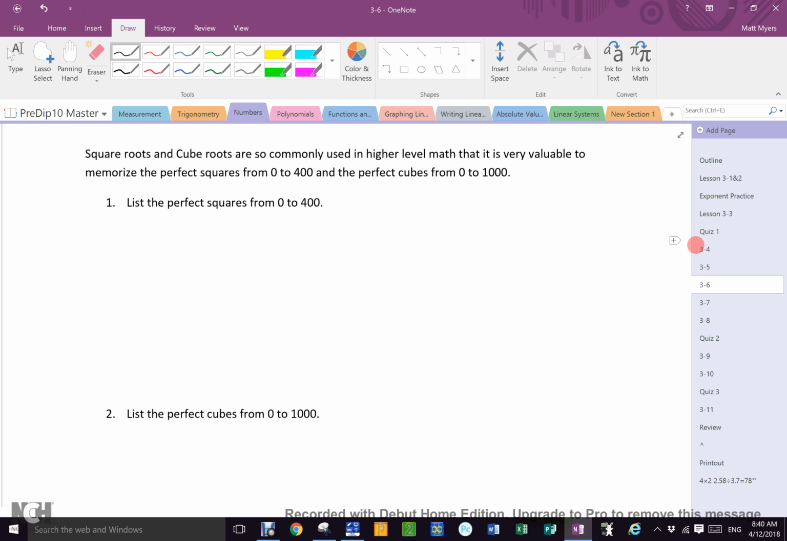Anyways, the next thing that you need to memorize after your times tables is at least this. The perfect natural number squares from 0 to 400. Memorize them. Then the perfect natural number cubes from 0 to 1,000. Memorize them. I know you did because Mr. Hirschman has heard me give this speech, and he knows how important it is. All of you should already know it.